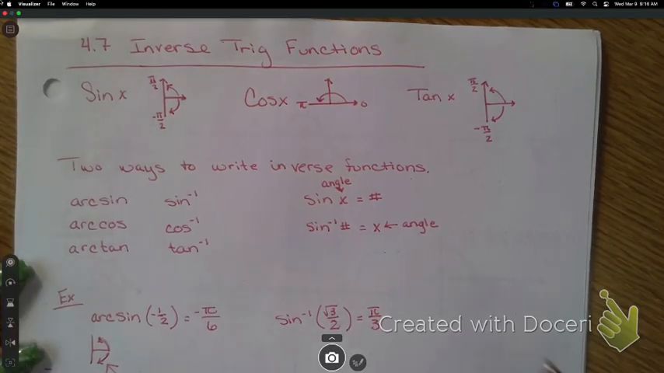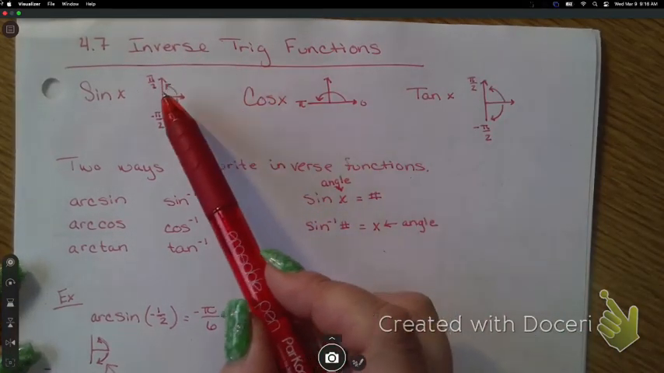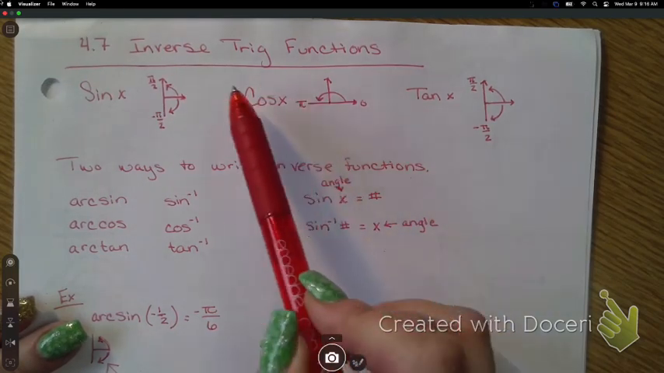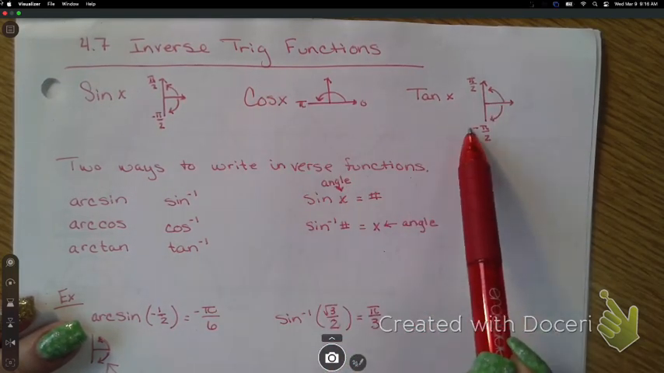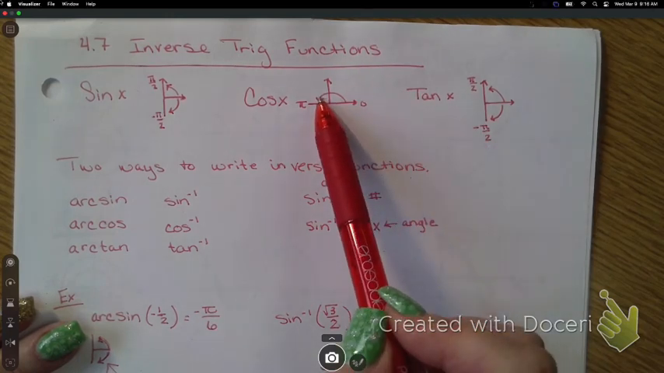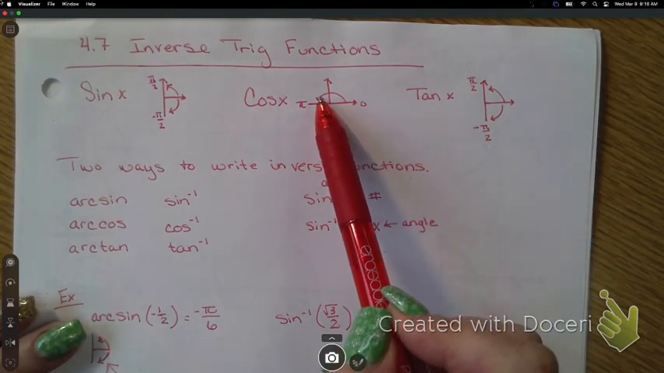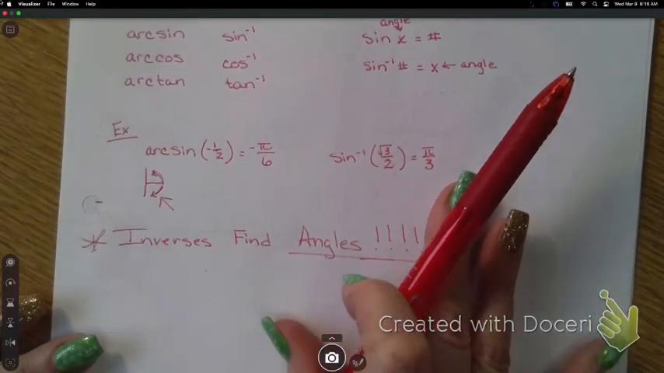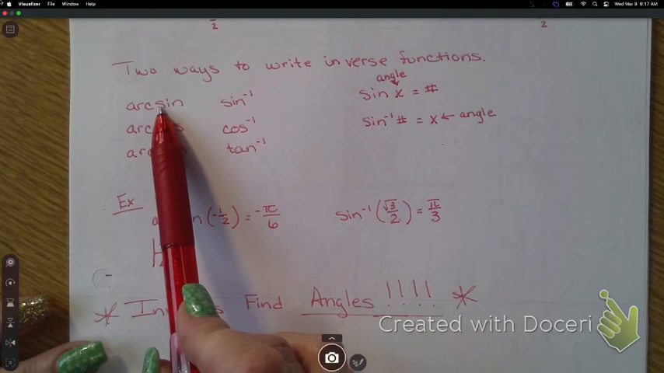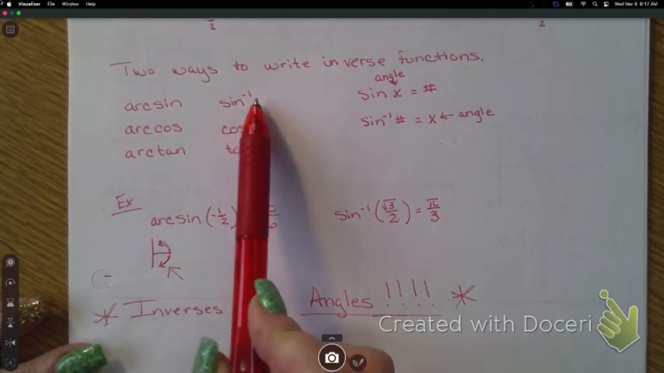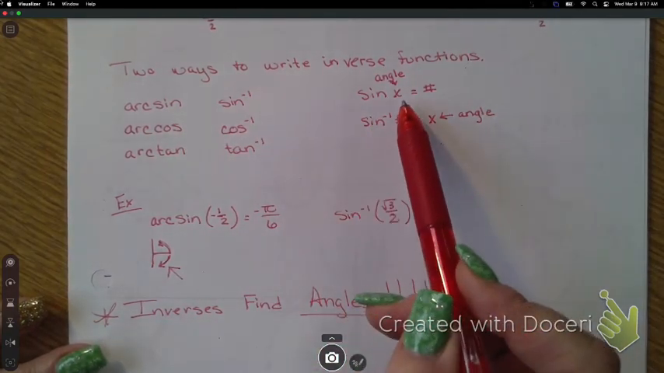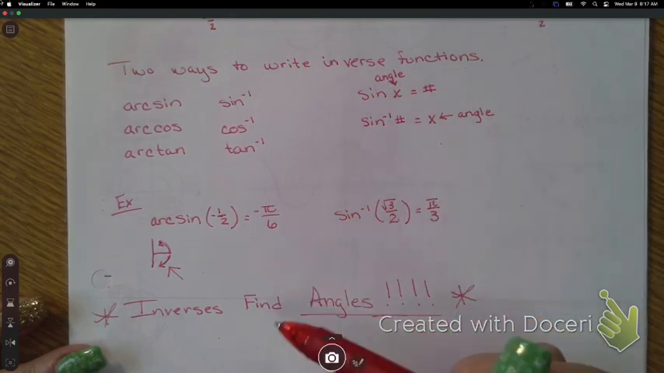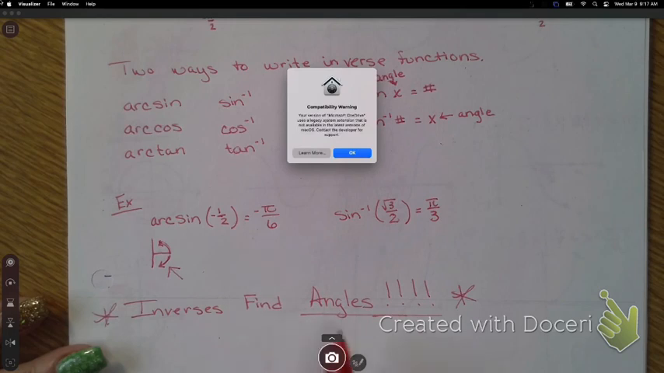Okay, yesterday we started 4.7. We talked about how we're going to restrict sine, cosine, and tangent. We'll restrict tangent and sine to the first and fourth quadrant and cosine to the first and second quadrant. That way, the functions' inverses can also be functions. We talked about how arc is the same as inverse. And remember, inverse switches the angle and the value to find it. And so inverses find angles.